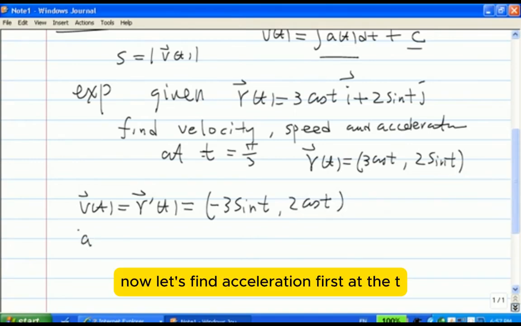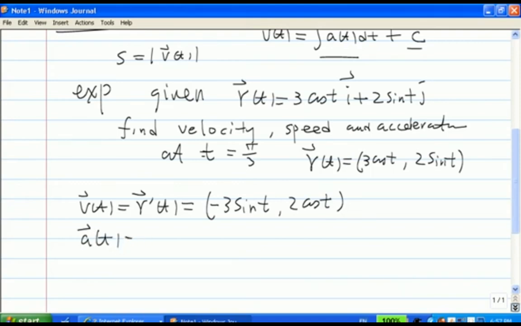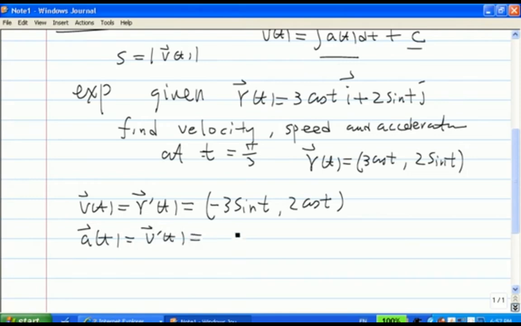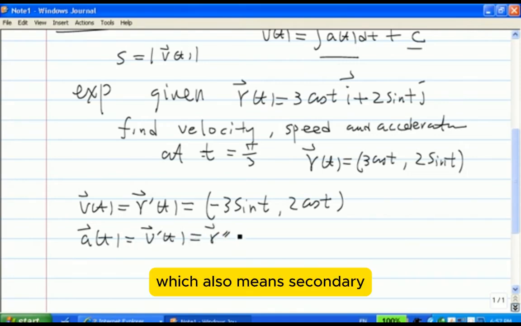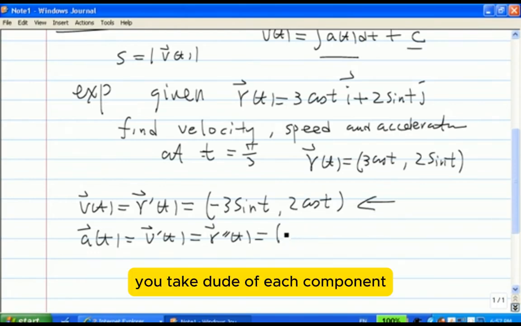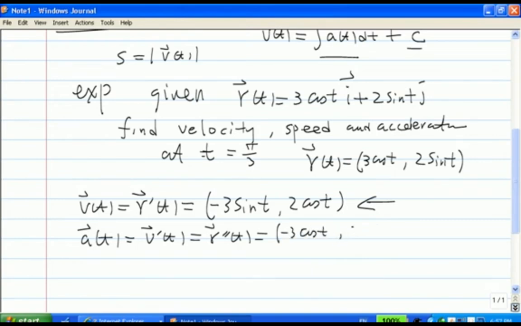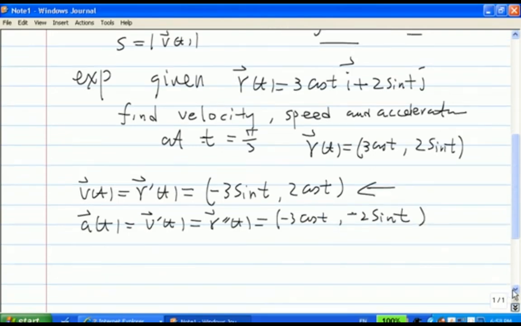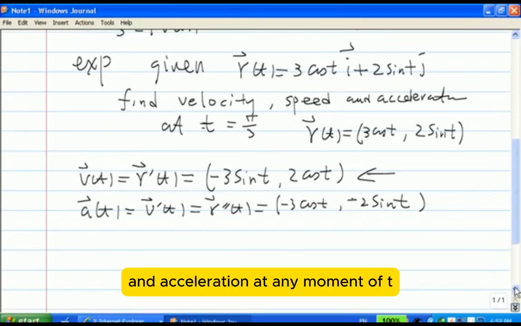Now let's find acceleration at t. Acceleration is the derivative of your velocity, which also means the second derivative of your position function. So take the derivative of this function, which is velocity. Again, you take the derivative of each component, giving you negative 3 cosine t and negative 2 sine t. Now we have found the velocity and the acceleration at any moment t.